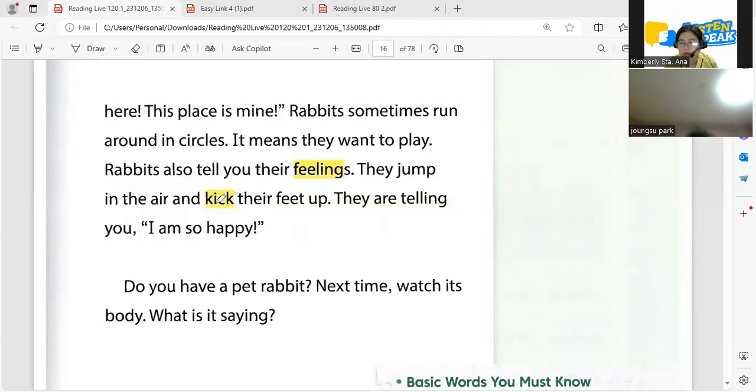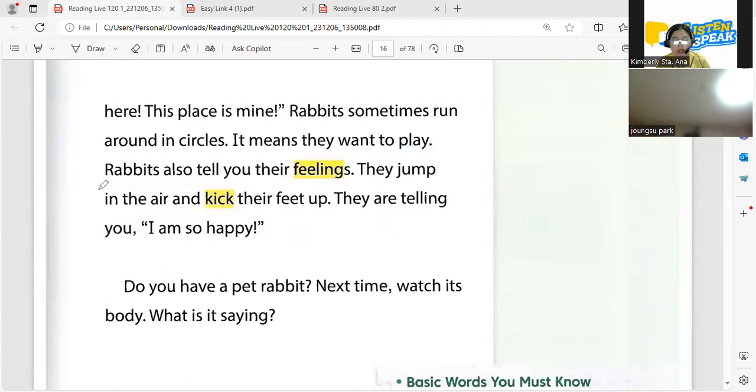Let's read, Jimin. It means they want to play. Okay, so here, what do they do when they want to play? Jimin, what do rabbits do when they want to play? Rabbits sometimes run around in circles. Very good. And that means they want to play.